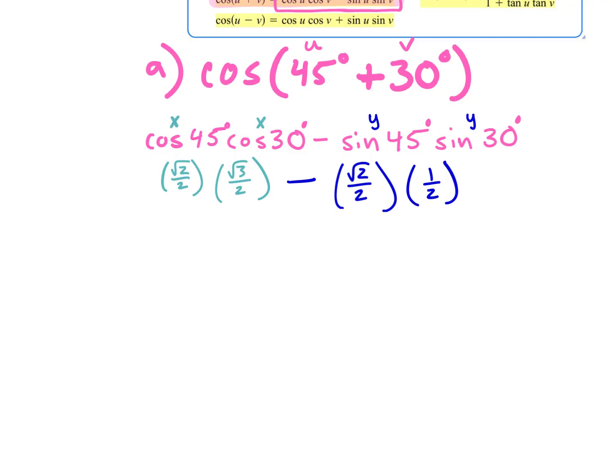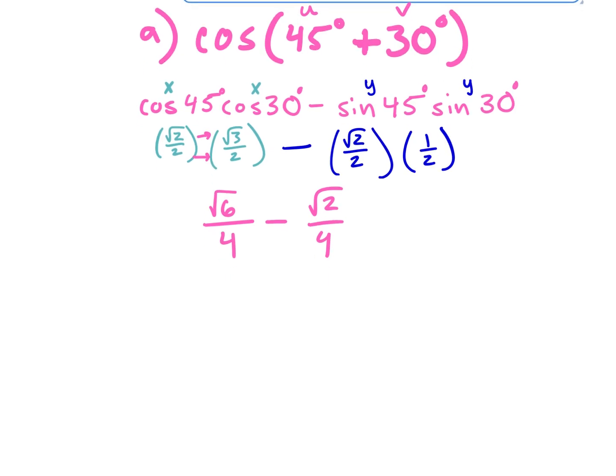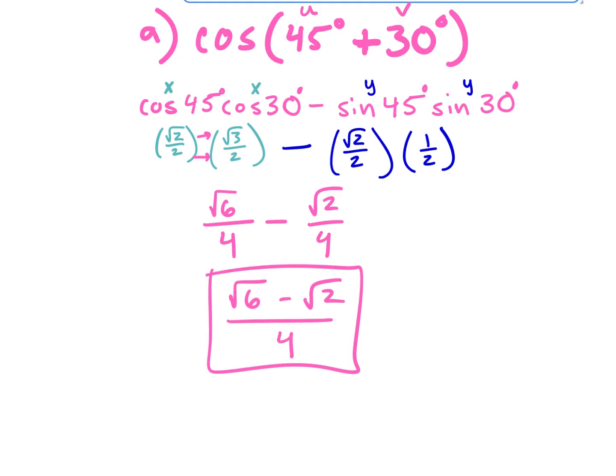Now we want to multiply these and then subtract. When we multiply with fractions, we're going to multiply straight across. What's square root 2 times square root 3? Square root 6, perfect, over 4. Minus square root 2 times 1 would be square root 2 over 4. And we can subtract these together because we have a common denominator. That would be square root 6 minus square root 2 over 4. So this would be our answer.